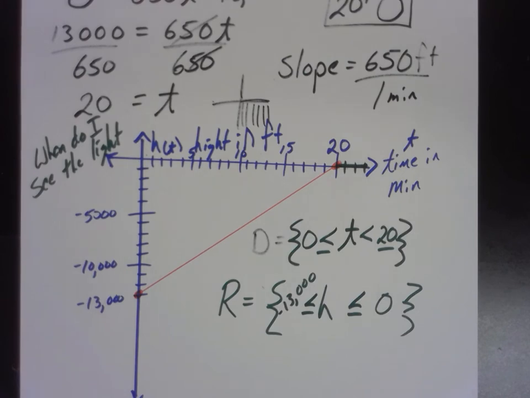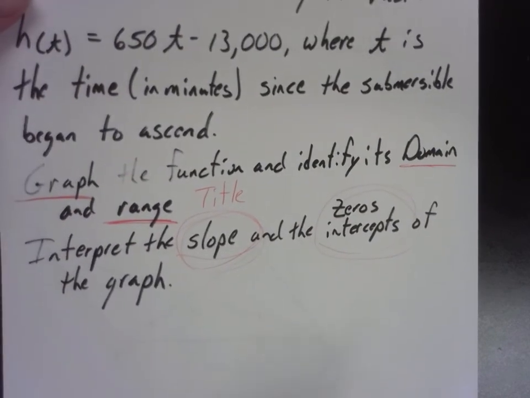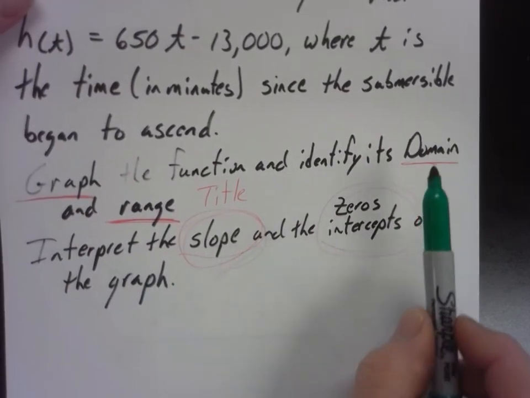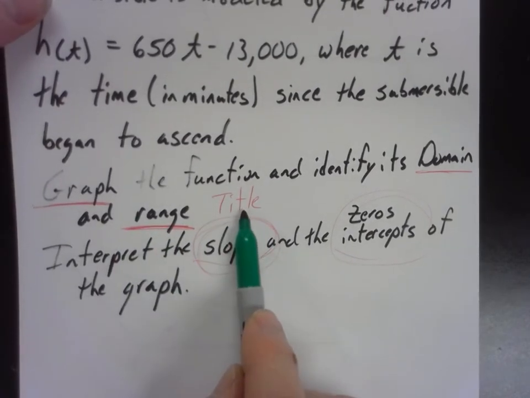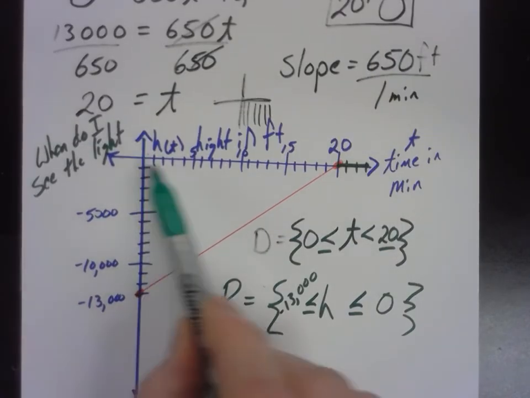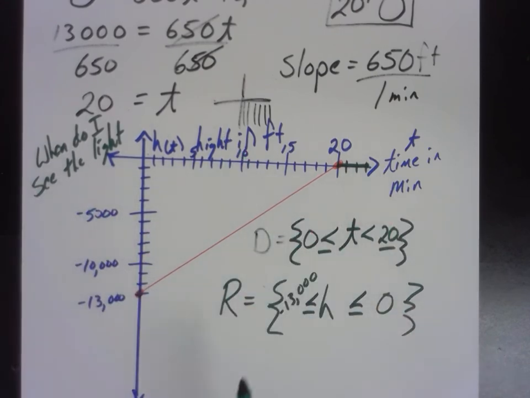Okay, did I do everything? Did we answer everything? We interpreted the slope and the zeros. We wrote the domain and the range. We did our graph. Our graph has a title. We used a straight edge. Has arrows on the ends. Everything labeled good. We have everything? Yep. Okay, there's your 40 points. You learned something? Yes. Okay.